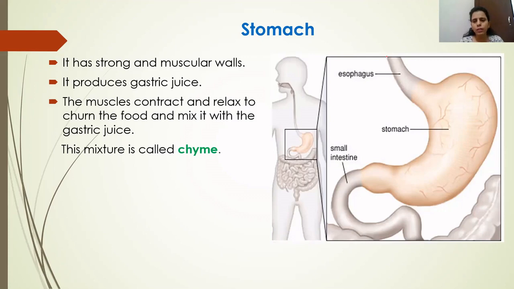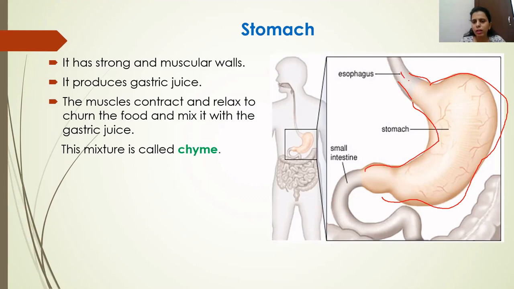From the food pipe, the food now goes to the next muscular bag-like organ, which is made up of thick and strong muscles. This organ is known as the stomach. The stomach is a muscular bag-like organ present in the human alimentary canal. This is the esophagus, and next to the esophagus, this big bag-like organ is the stomach.